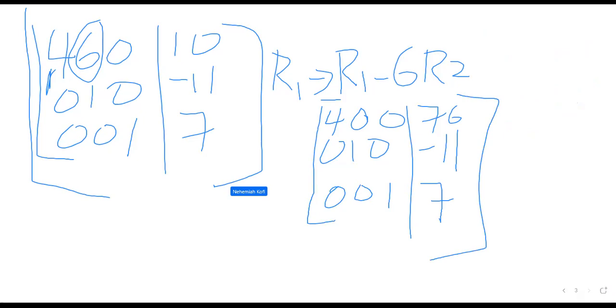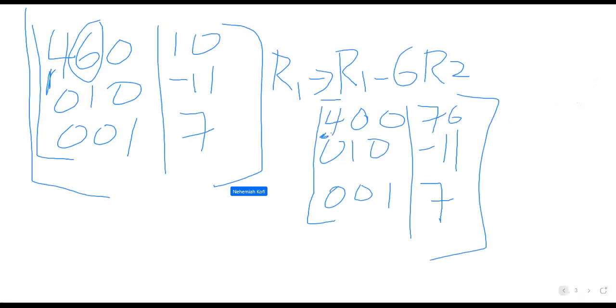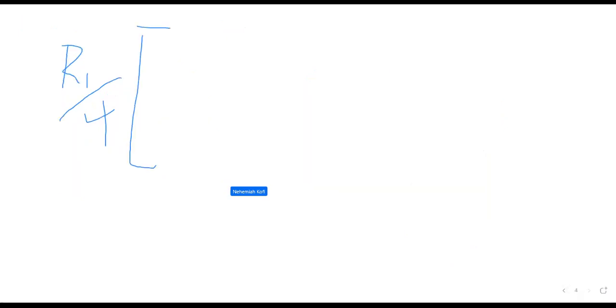So this is what we have here. Now we want to change this 4 into 1. So it will be row 1 divided by 4. This 4 divided by 4 is 1. 0 divided by 4 is 0, and another 0 divided by 4 is 0. So we are left with 76 here. 76 divided by 4 will give us 19.